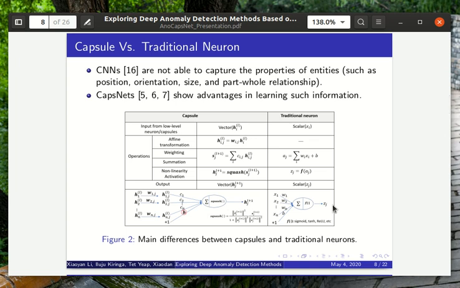Next, let's look at the CapsNet. This table displays the main difference between capsule and traditional neuron. We can see that in the CapsNet, both input capsule and output capsule are vectors. In the traditional neural nets, both input neuron and output neuron are scalars. In the CapsNet, a capsule is multiplied by a transform matrix to produce the transformed capsule, while there is no such operation for a traditional neuron.